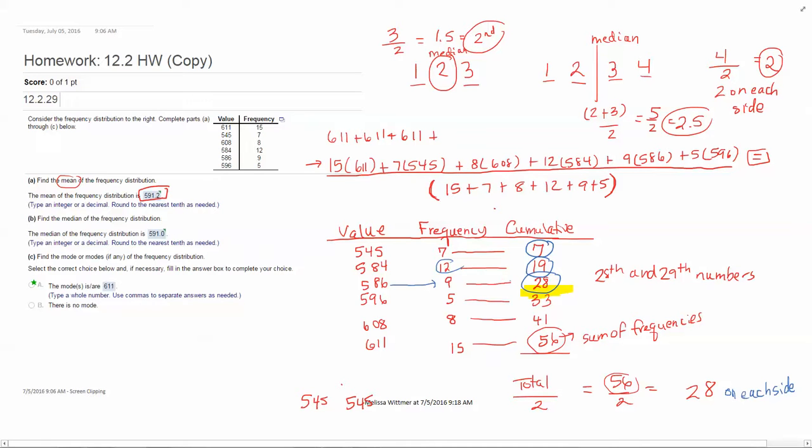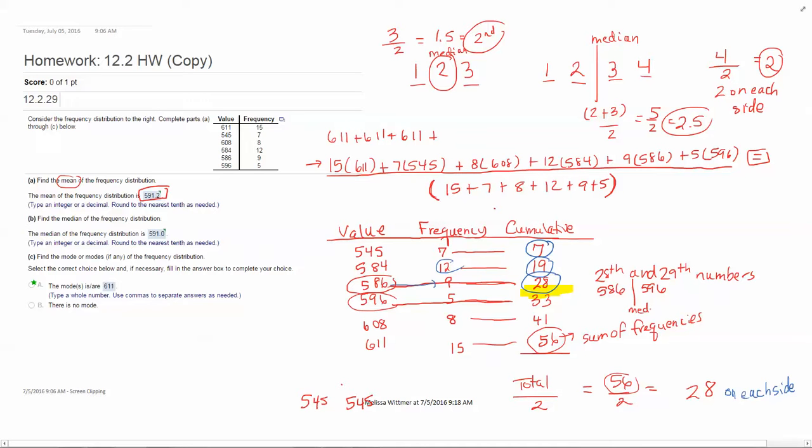If you look at what is the 28th number, the 28th number is coming from this value, 586. So I have 586 with a line. And then what comes next is in the next row here, 596. I've got 5 of those. I've got 28 plus 5 numbers, I'll be at 33 numbers when I list all of those. But 596 is going to be the next one.